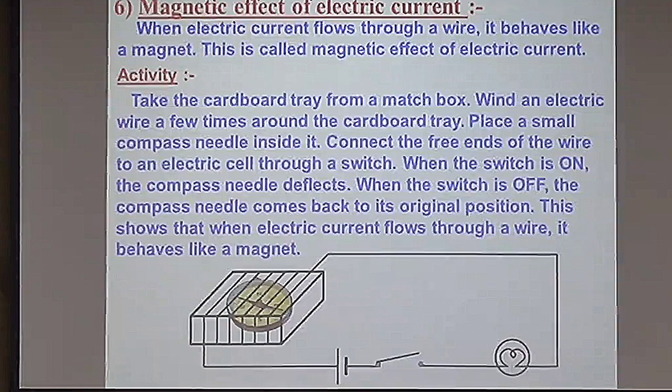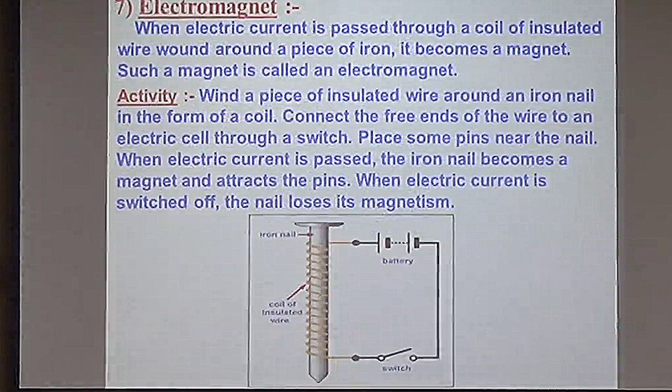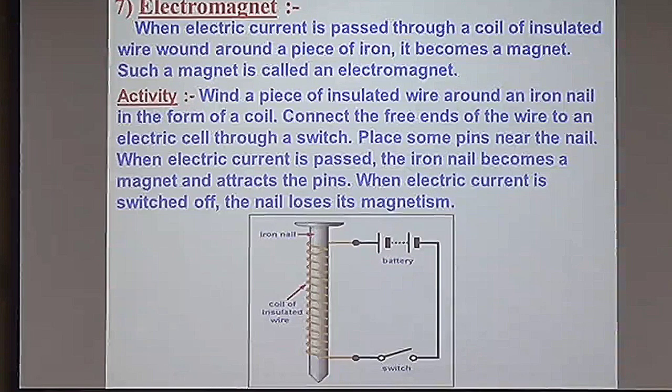Now we can use this magnetic effect of electric current to our benefit by making an electromagnet. Now what is an electromagnet? When electric current is passed through a coil of insulated wire wound around a piece of iron, it becomes a magnet. Such a magnet is called an electromagnet.